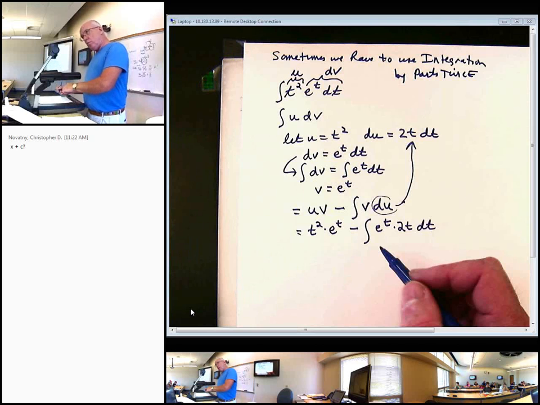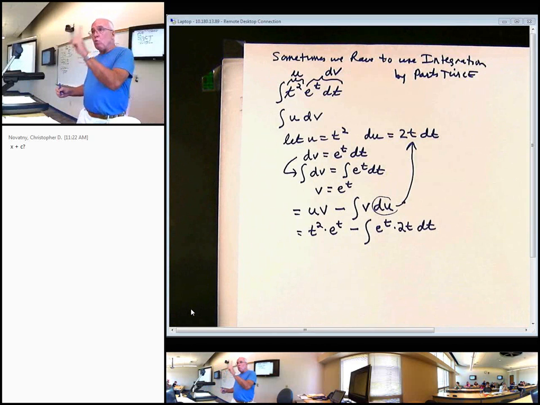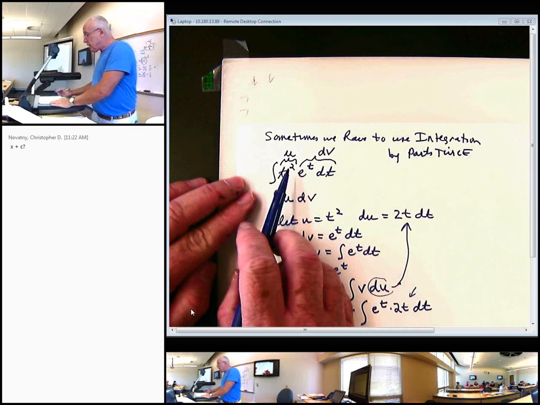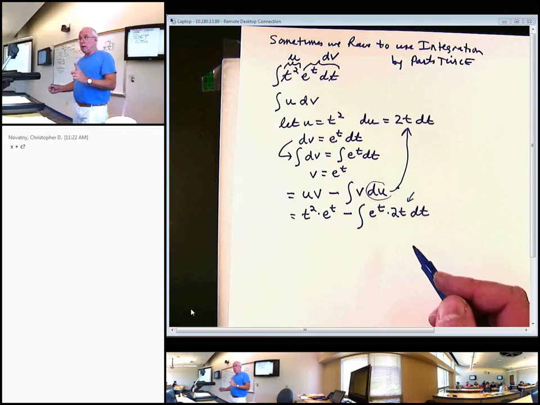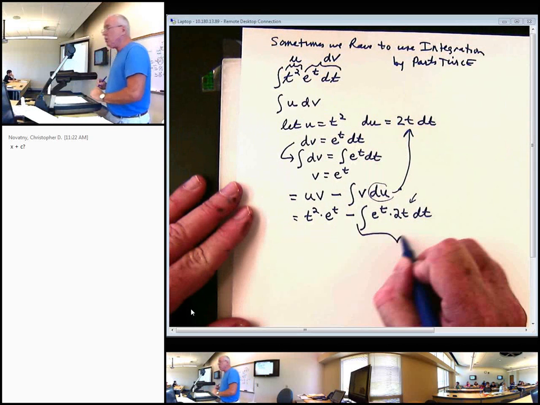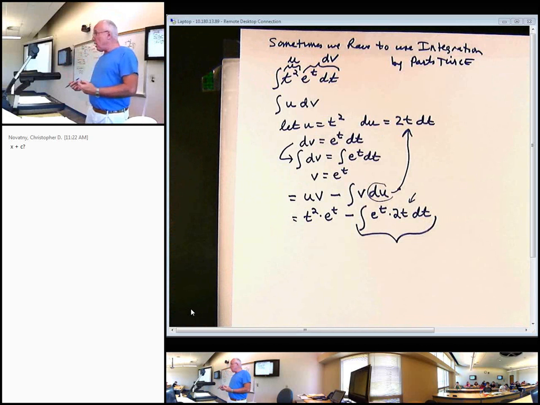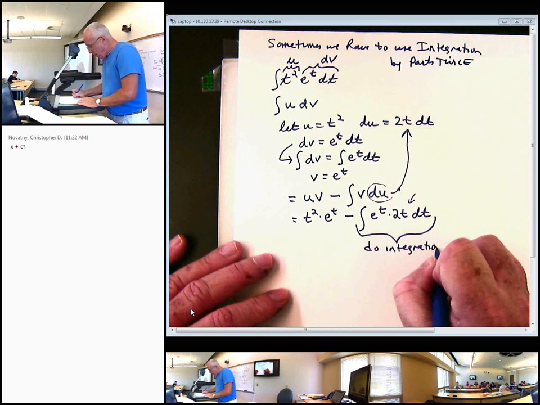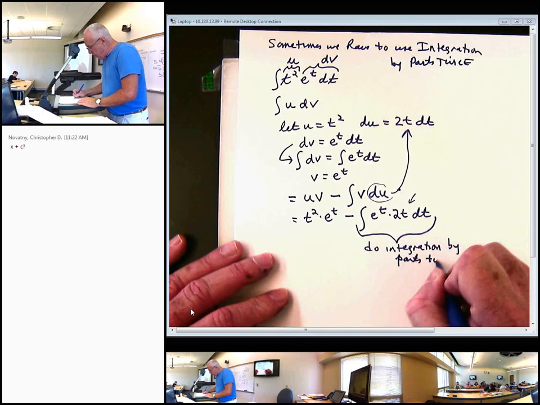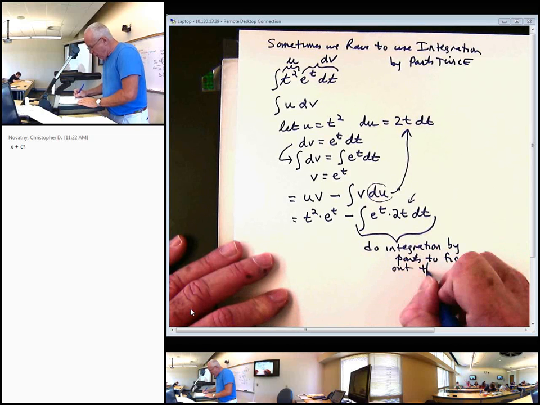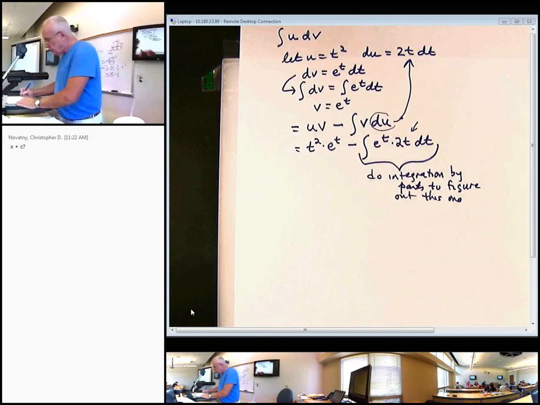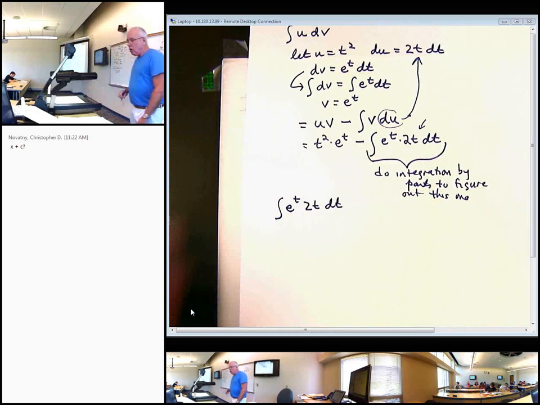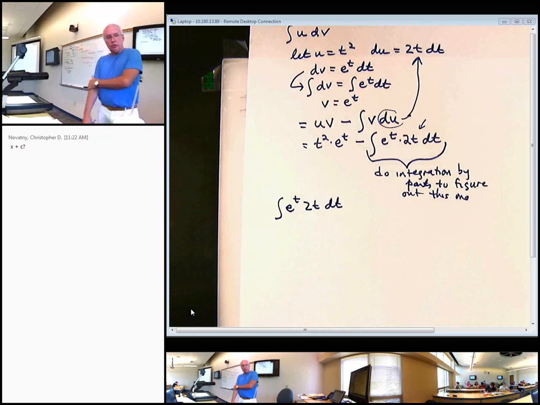All right. So what have we got here? We still have on the right-hand side an antiderivative that we need to do work with one more time. Because now instead of having a t squared, I've at least gotten things a little bit better. I just have a t to the first power. So for this one right here, we need to do integration by parts again to figure out what that integral is equal to. So for right now, let's just put this integral over here, antiderivative of e to the t 2t dt. Now this is what the text does, so I'm going to do it also.